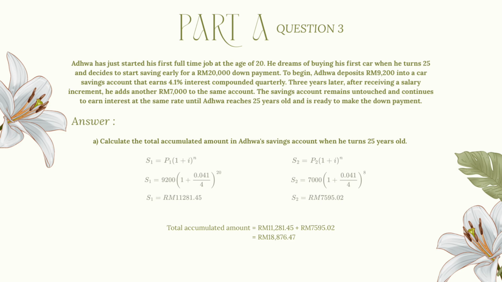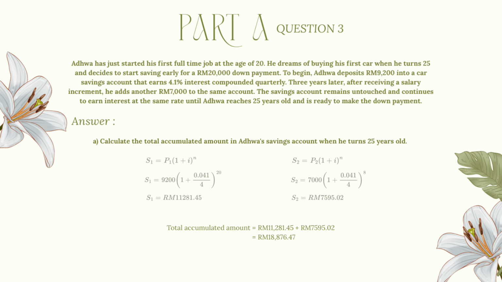Answer: S1 equals to P1 (1 plus i) to the power of n. S1 equals to 9,200 (1 plus 0.041 divided by 4) to the power of 20. S1 equals to 11,281 ringgit 45 cents. S2 equals to P2 (1 plus i) to the power of n. S2 equals to 7,000 (1 plus 0.041 divided by 4) to the power of 8 equals to 7,535 ringgit 2 cents.